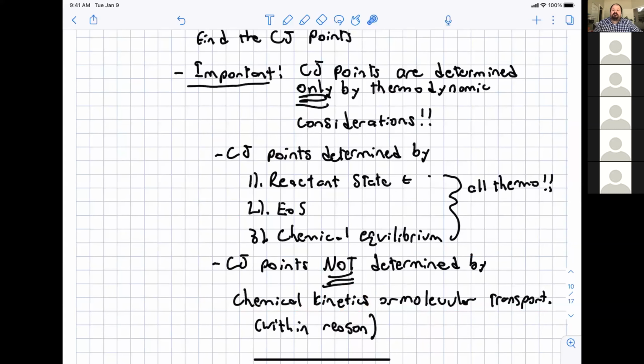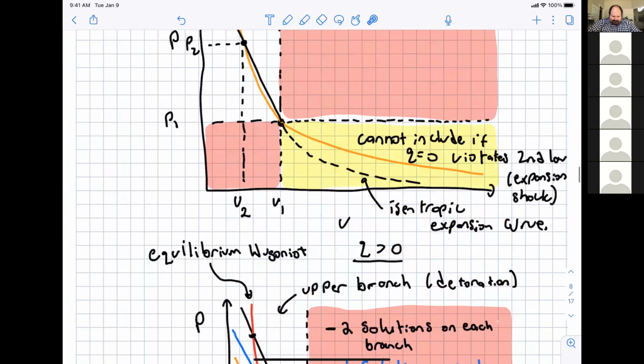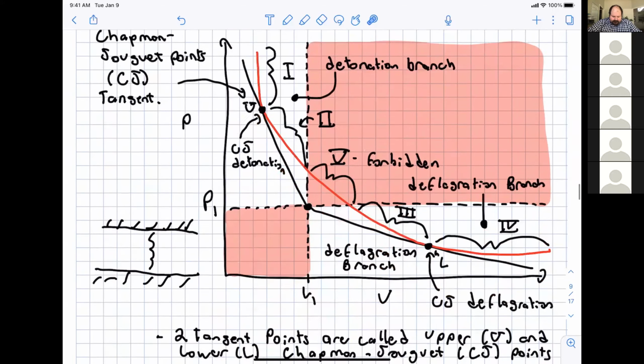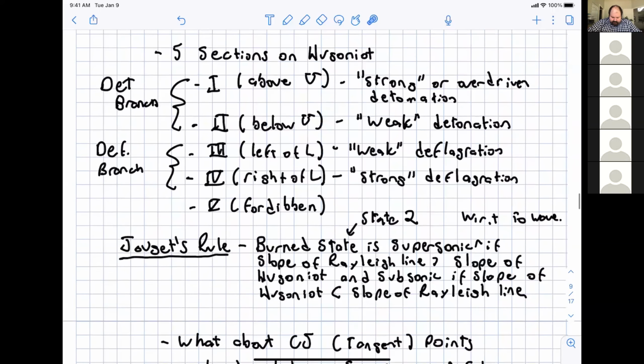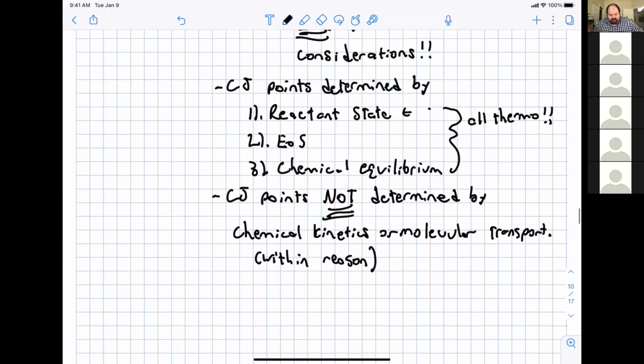Okay, any other questions? And then just to make sure on the Jouguet rule up there, between the slopes of the Hugoniot and the Rayleigh line, I think it's down a little bit. The second part of that statement there, should that be Hugoniot greater than? Yes. Okay, just wanted to make sure I was reasoning with that right. Okay, any other questions?